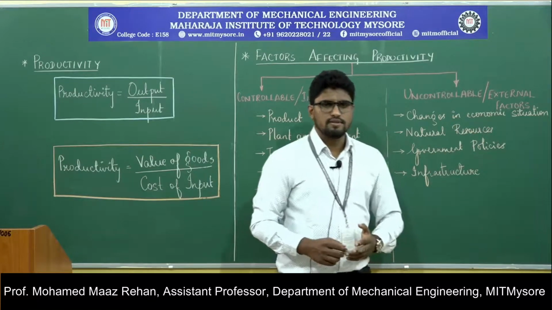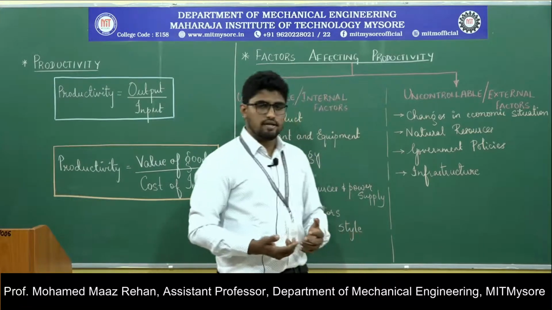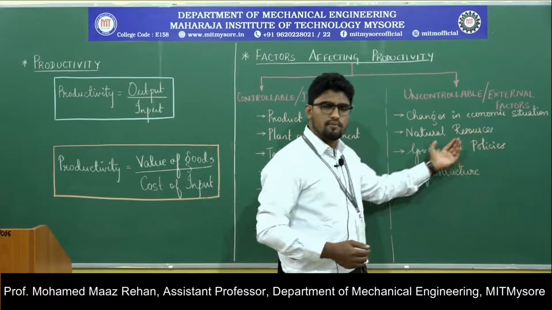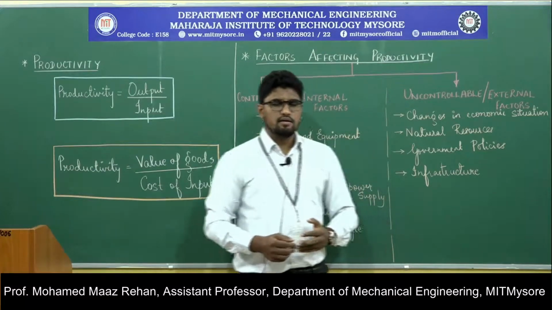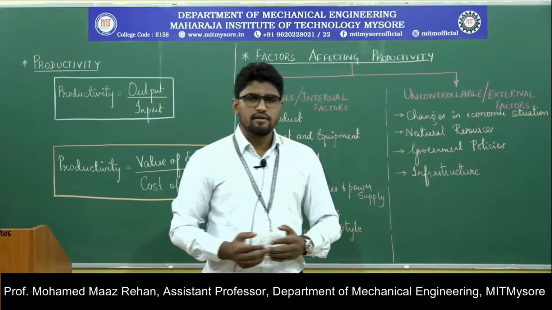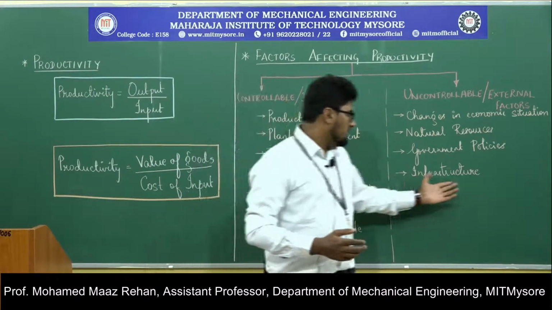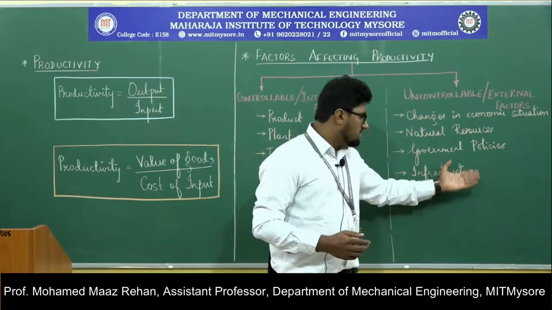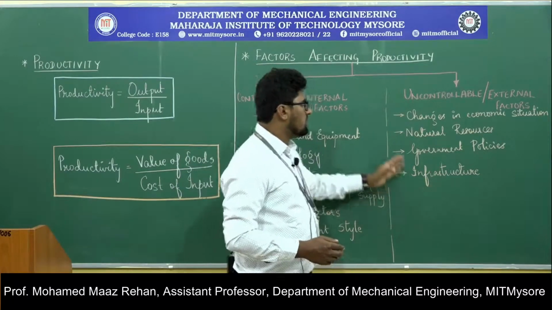Next is government policies. We have different policies and different tax slabs, so obviously that affects productivity. Based on the tax, the government policies and different standards, that in turn affects productivity. Next is infrastructure. If we have very good infrastructure, that increases productivity. If we have a very good transportation facility, and if we concentrate on the infrastructure part, that in turn increases productivity. I hope these are all the uncontrollable or external factors.